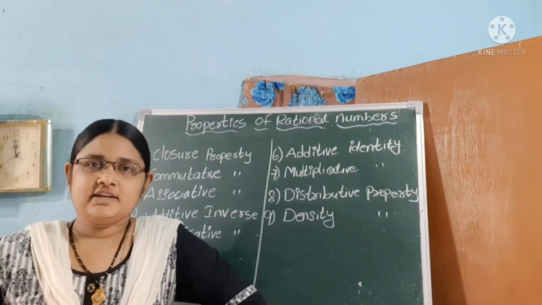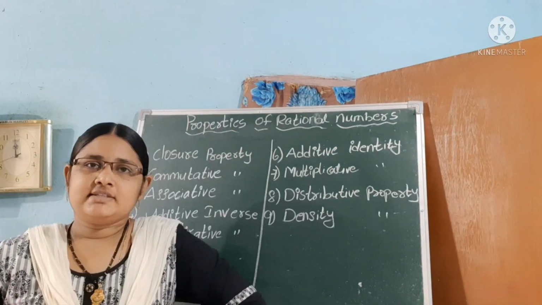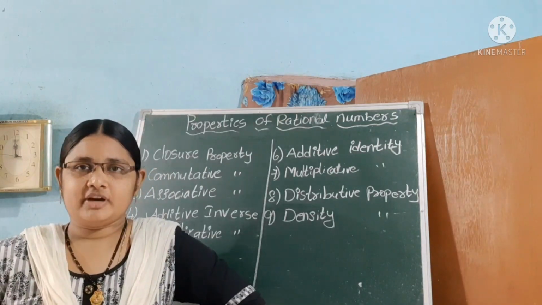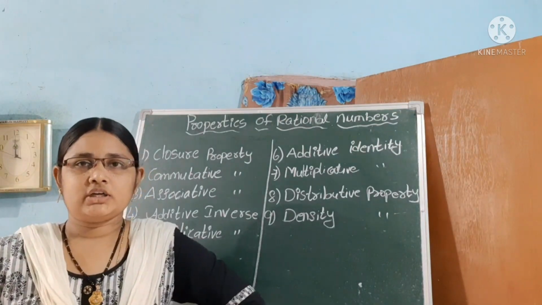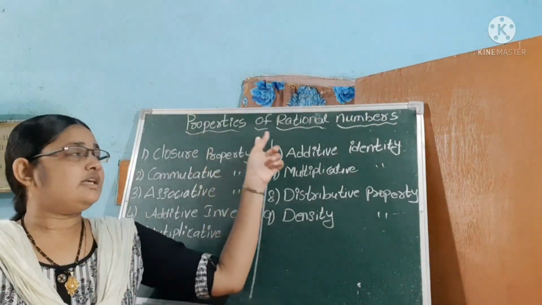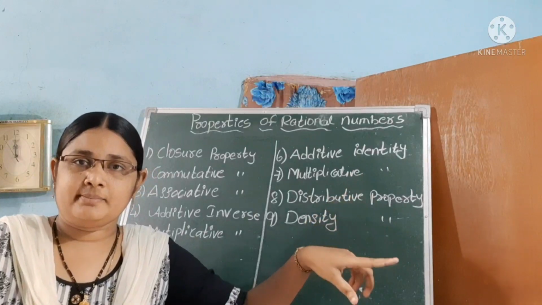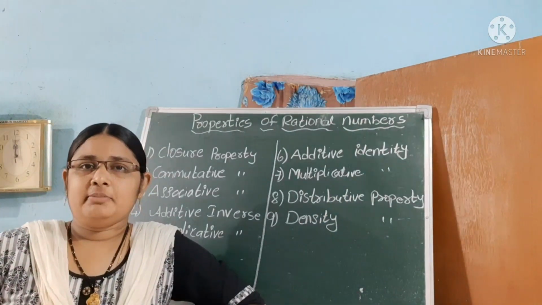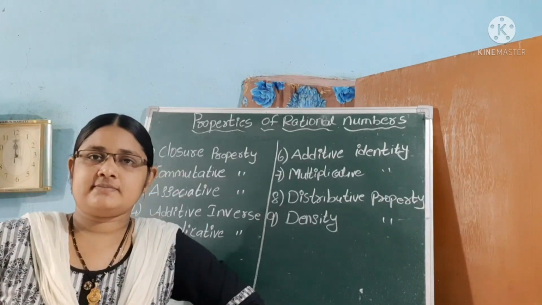Okay, shall we start the class? In the last class, we already discussed different types of number systems and what rational numbers are. So today's class is properties of rational numbers. First tell me, what are rational numbers?